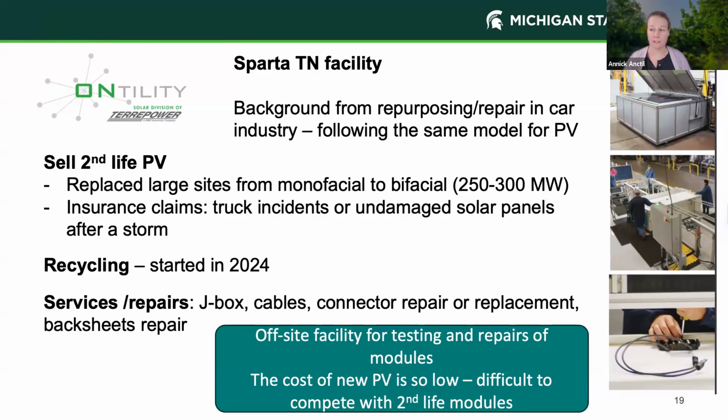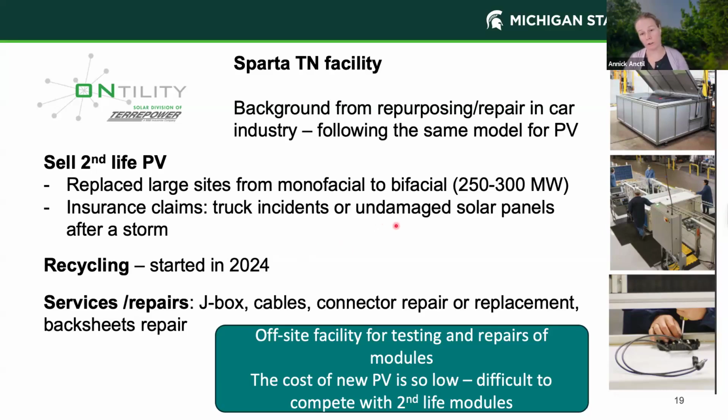But this facility, a lot of the time what they do is they service a lot of cases. If you have a large truck of solar panels and you get into an accident, automatically those modules will not be installed. So those are still good modules. They test them, for example, and then they're able to resell them.